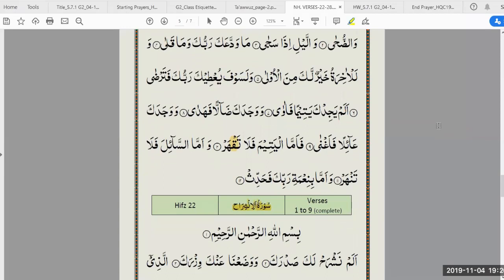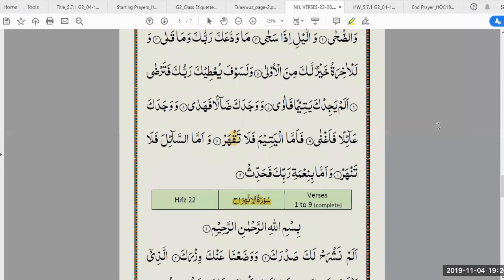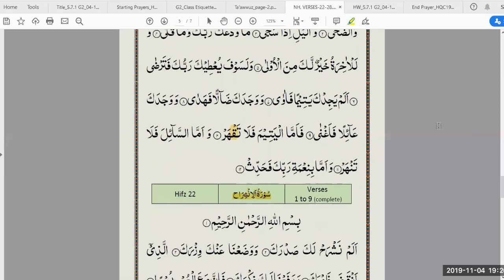Have you learned the next one as well? Yes. You have? Okay, just a minute then. Let me write this down first. Okay, so Surah Tul Inshirah, let me write this down. And you've learned all of it? Yes. Okay, well done, mashallah. So you can start when you're ready.